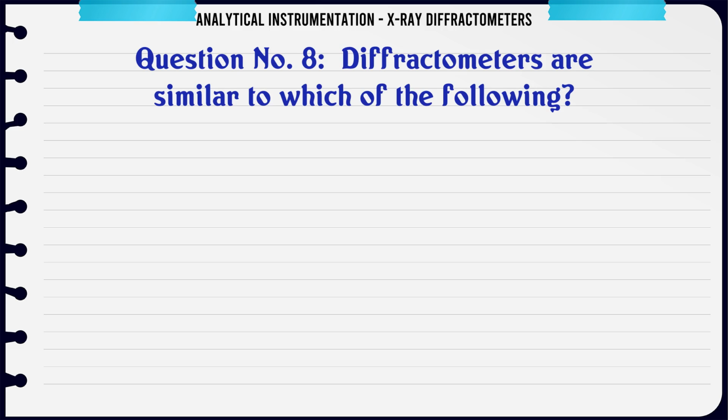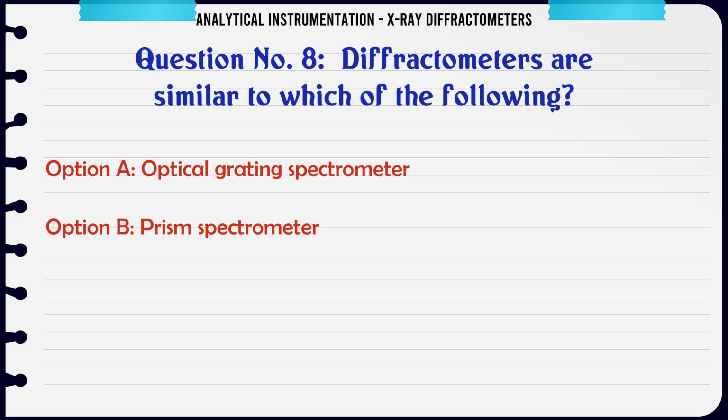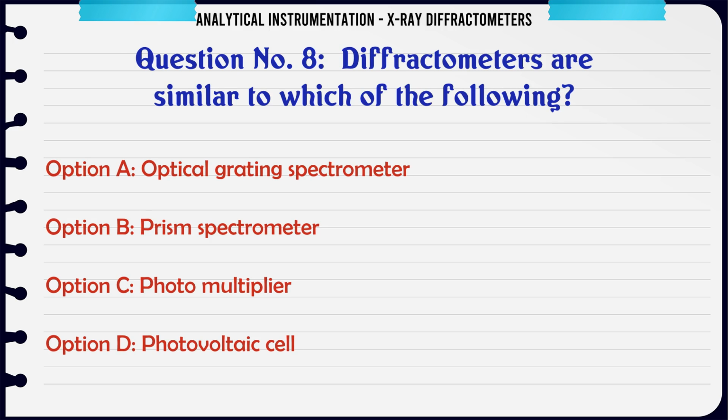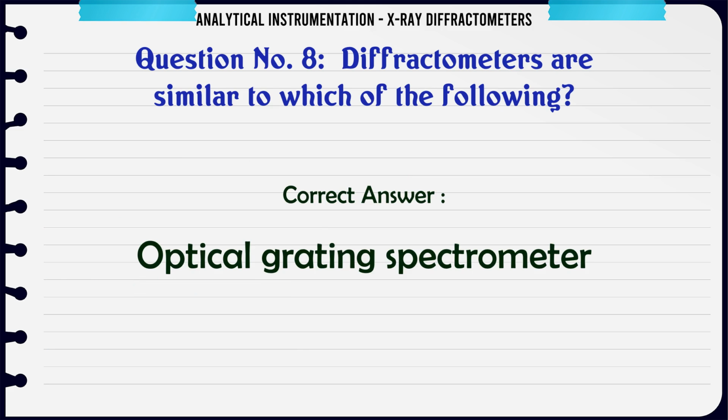Diffractometers are similar to which of the following? A. Optical grating spectrometer. B. Prism spectrometer. C. Photomultiplier. D. Photovoltaic cell. The correct answer is optical grating spectrometer.